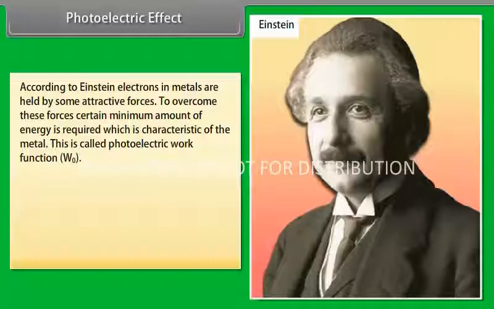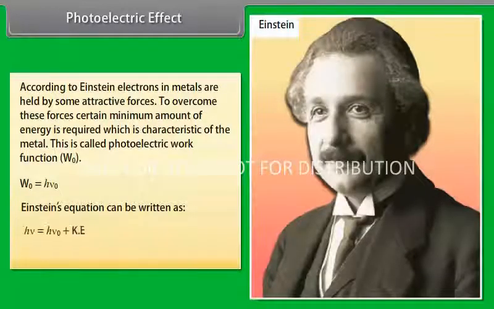According to Einstein, electrons in metals are held by some attractive forces. To overcome these forces, certain minimum amount of energy is required, which is characteristic of the metal. This is called photoelectric work function W0. W0 is equal to h nu naught. Einstein equation can be written as h nu is equal to h nu naught plus Ke. Ke is equal to h nu minus h nu naught.